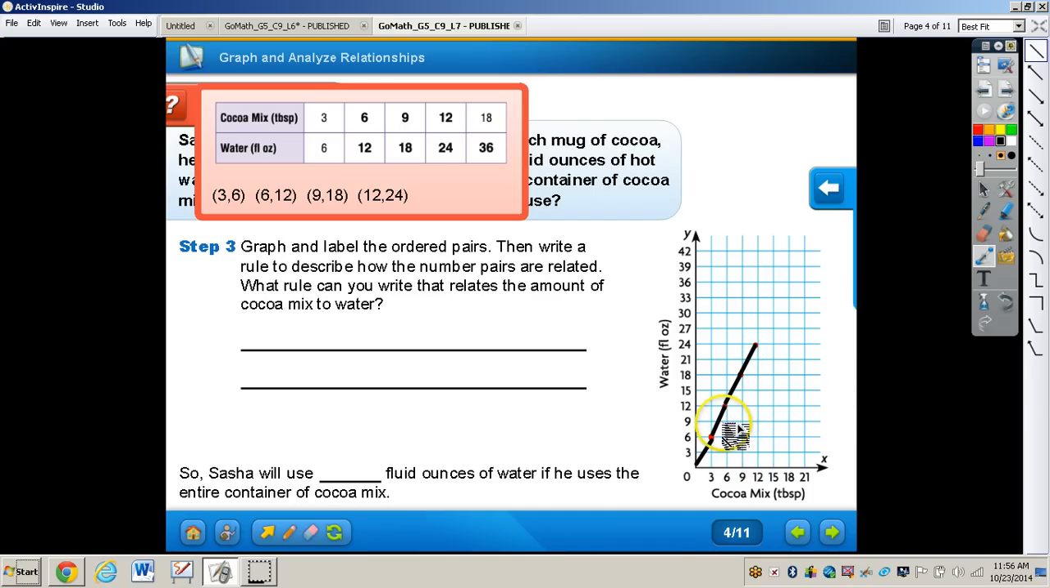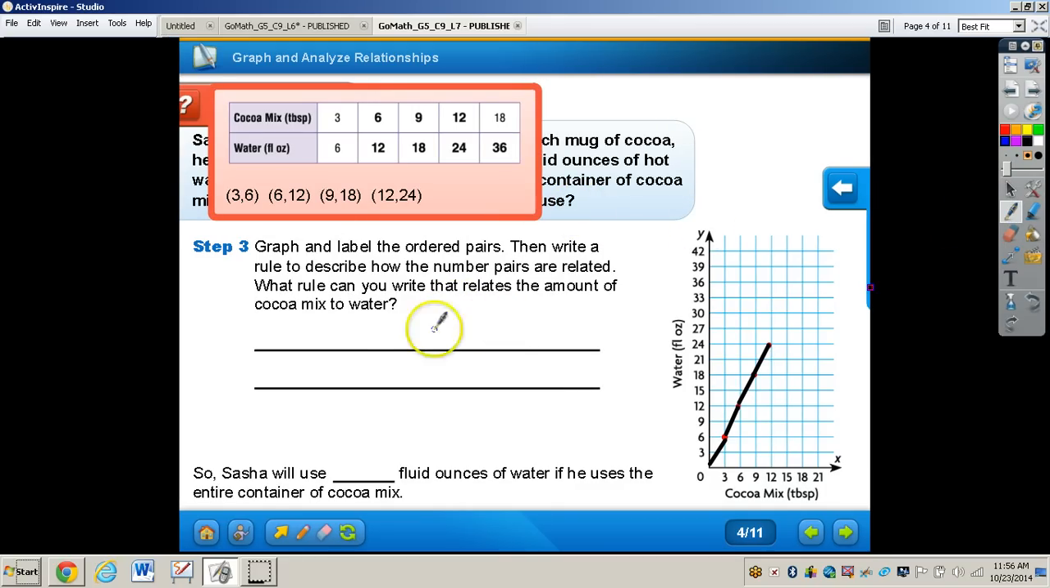Now based upon this data, we can see 3 and 6, 6 and 12, 9 and 18, 12 and 24. What rule can we write that relates the amount of cocoa mix to water? Is it going to be adding 3? Well, no, because we have 6 and 12, 9 and 18, and so on. But we can easily see that it's just being doubled, or multiplying by 2. So the rule is multiply the number of tablespoons by 2. So let's write that out.